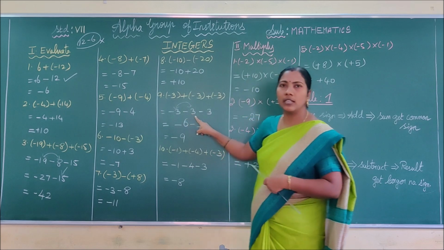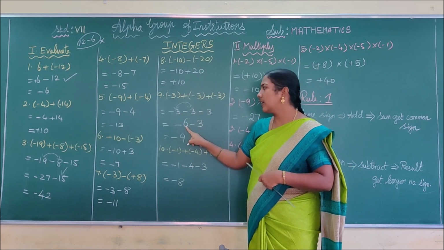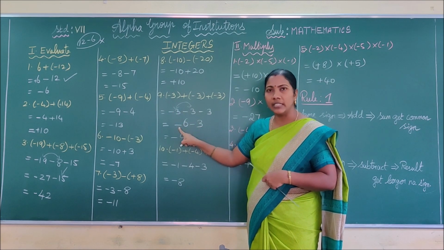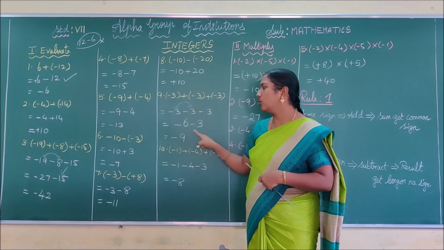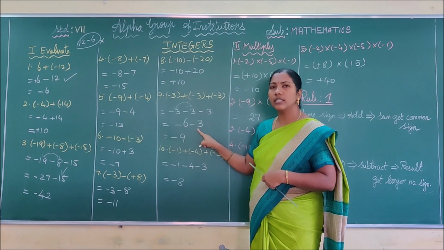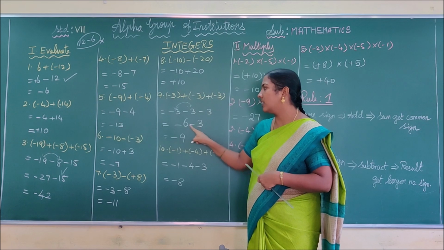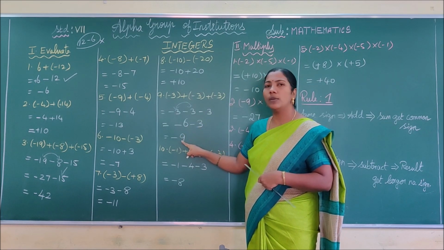Minus 3, minus 3. Ignore the symbol, add 3 plus 3, you get 6. Thus the sum takes the common sign minus and then minus 3. Next we are going to add these two integers as per rule 1. Given integers are in the same sign, so you have to add the integers. 6 plus 3, 9. And the sum takes the common sign minus.